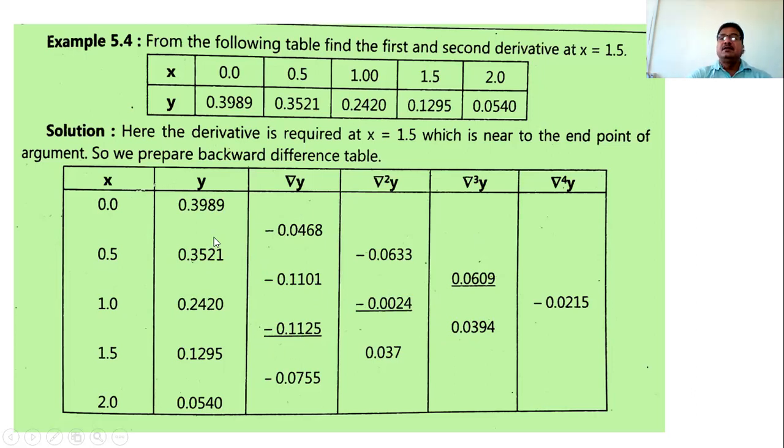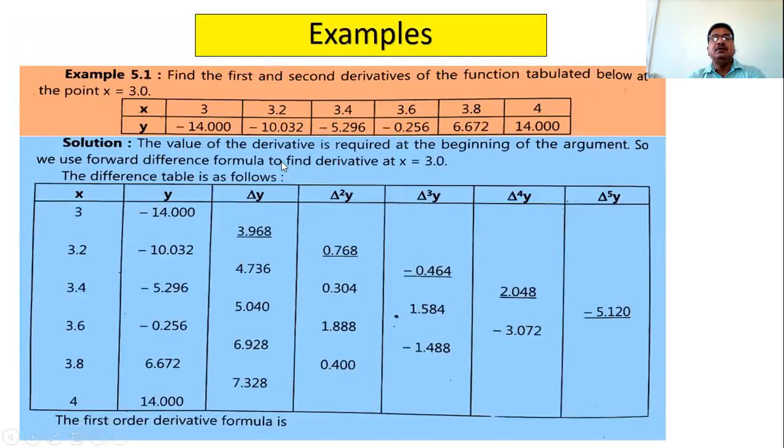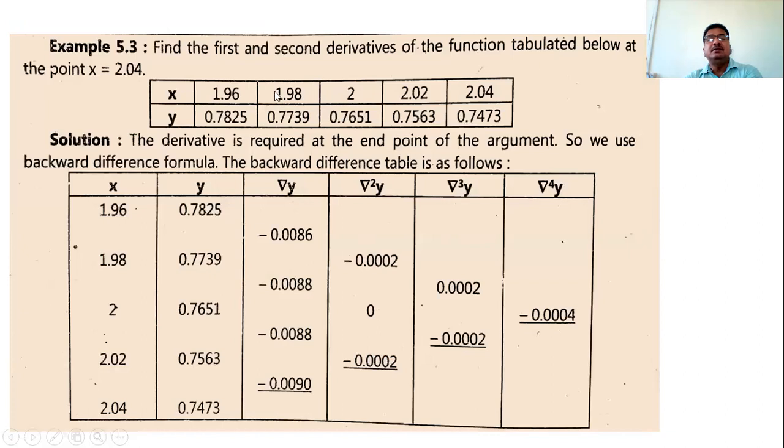problem, that the point is given in the table, but it is not the first value of x, and the problem where the point is given in the table, but it is not the last value of x. So what is this first problem? The value is given in the table and it is the first value of x. The second problem: the value is at the beginning of the table but not given in the table. The third problem: the value is given in the table and it is the last value of x.